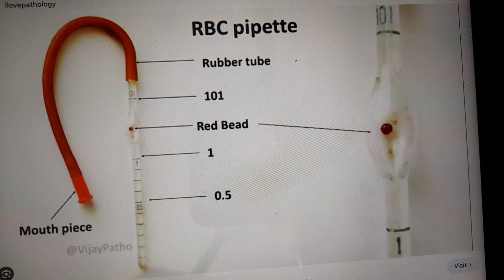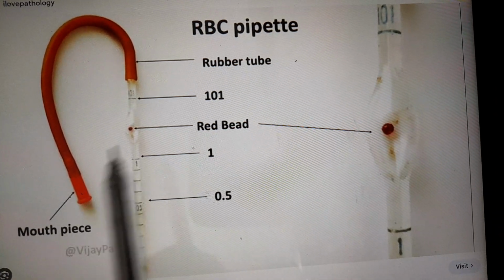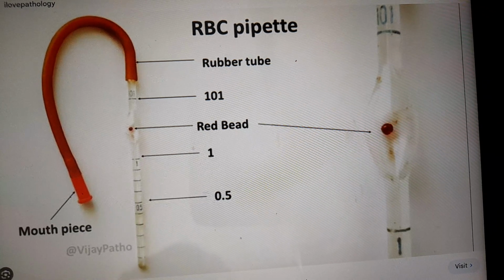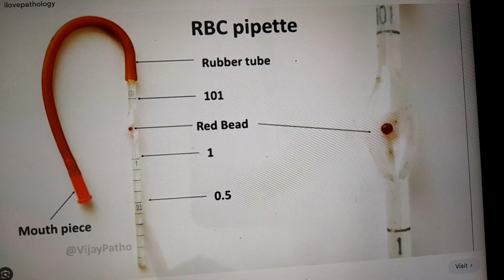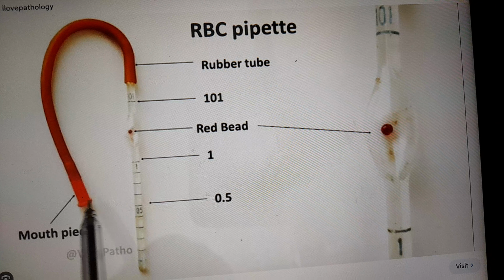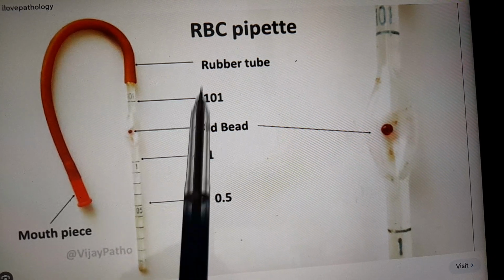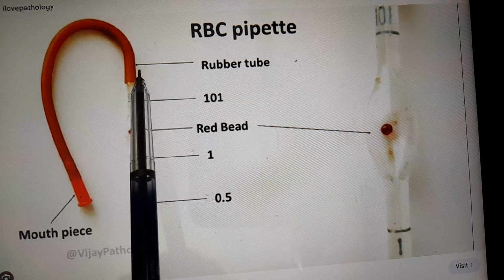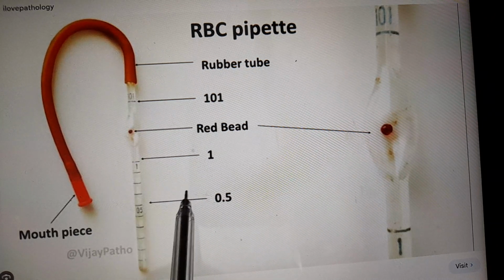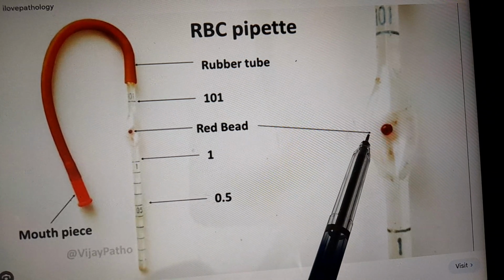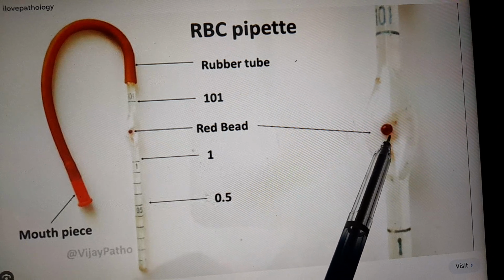Bismillahirrahmanirrahim. Now we come to the practical where we will study the RBC pipette, the red blood cell pipette, as well as the Neubauer chamber. Firstly, this is the RBC pipette, in which we have a mouthpiece, this red bead, the marking of 1, 0.5, 101, this rubber tube, and this red marking, this red bead.